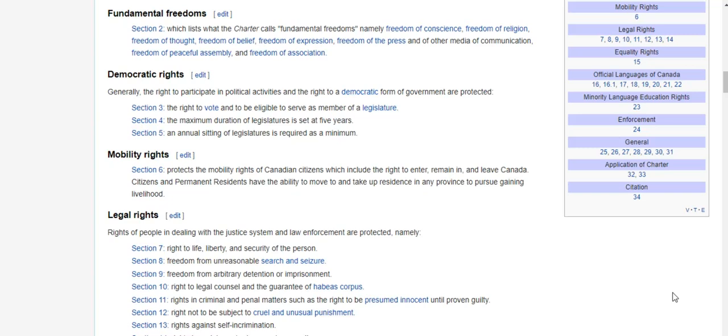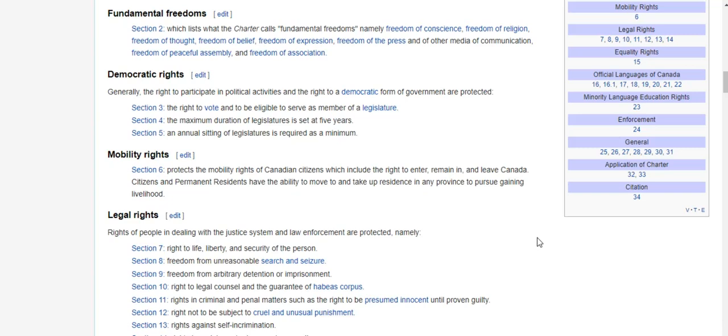Legal rights. The rights of people dealing with the justice system and law enforcement are protected, namely Section 7, the right to life, liberty, and security of the person. Section 8, freedom from unreasonable search and seizure. Section 9, freedom from arbitrary detention or imprisonment. Section 10, right to legal counsel and the guarantee of habeas corpus.